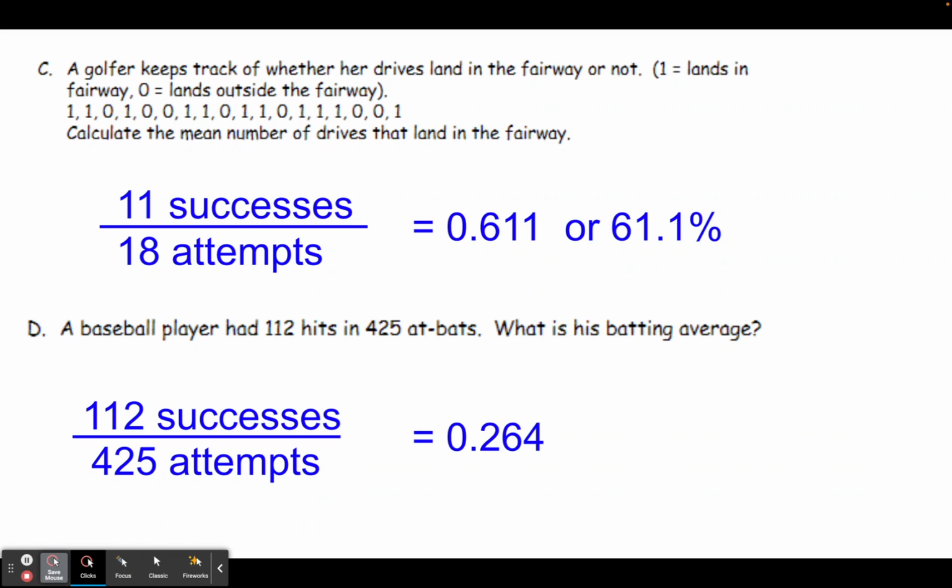With batting averages, we will always round to 3 places, and we will always keep it as a decimal. We never express batting averages as a percent, even though with other types of sports like golf, we do express accuracy or save percentages in both forms, as a decimal or percent. Batting averages will always be decimals.